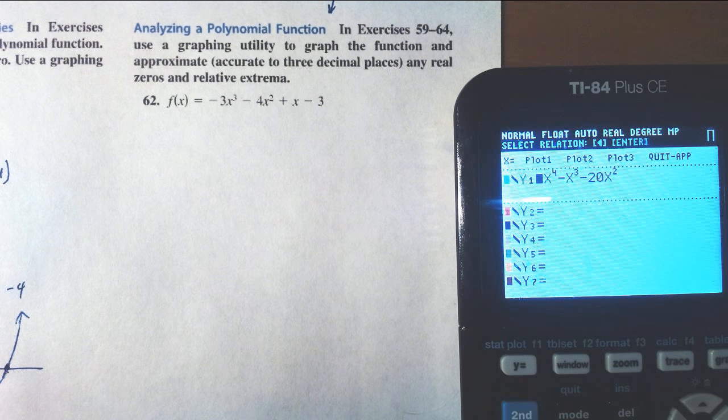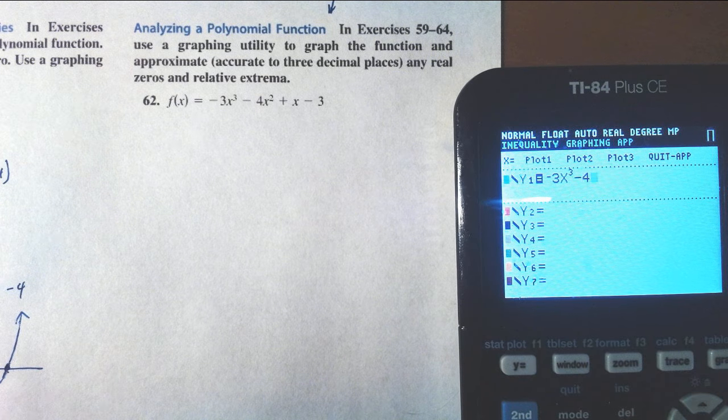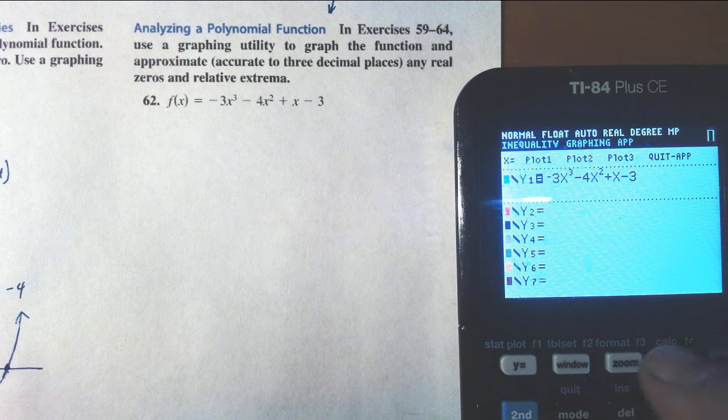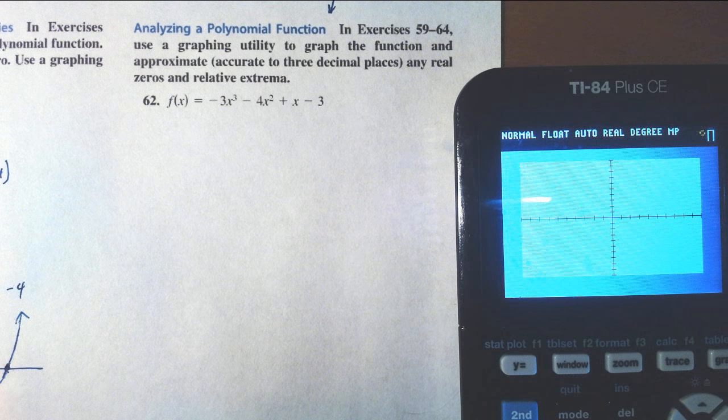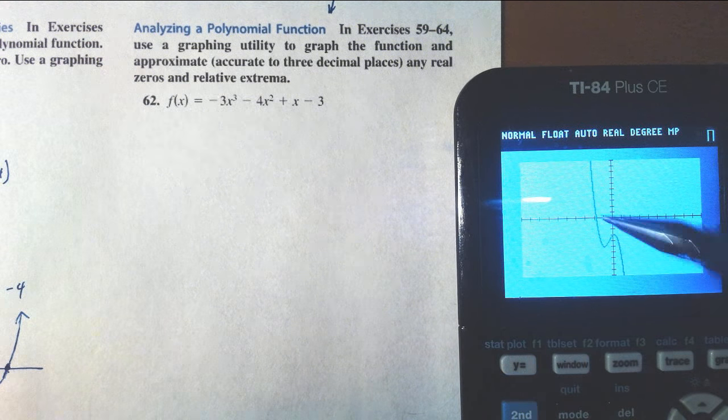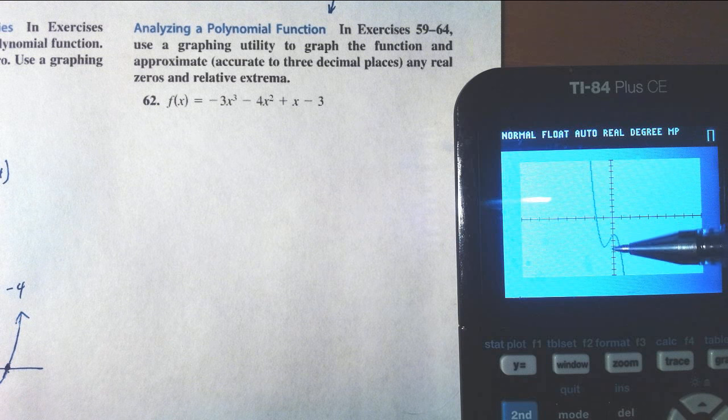Okay, y equals, clear it, negative 3x to the third minus 4x squared plus x minus 3. I'm going to go back to Zoom standard. Always a good place to start. Well, not always, but oftentimes a good place to start. And we're just looking for zeros, maxes, and minimums. Okay, now this is a cubic. It doesn't have any wiggles left in it.